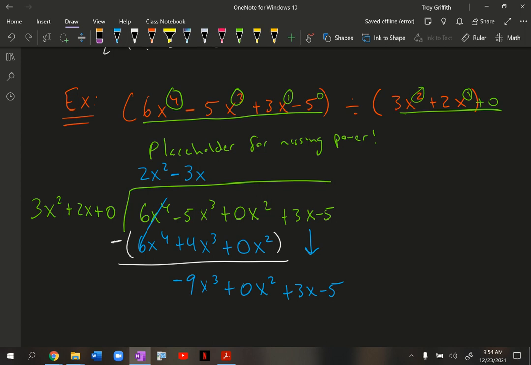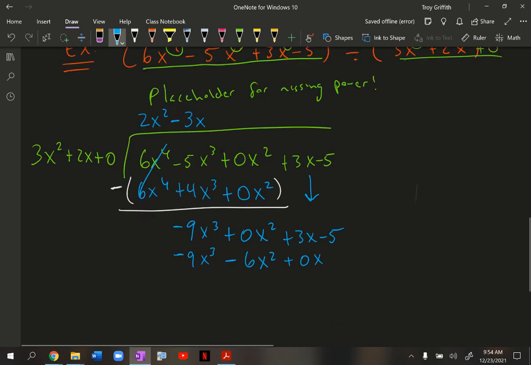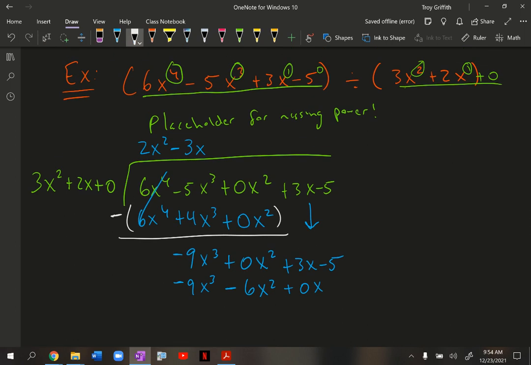So negative 3x times 3x squared is a negative 9x cubed, so that's good. Negative 3x times positive 2x is a minus 6x squared. Check it out, I got my x squared lined up. That's why I have that placeholder in there. And then negative 3x times 0. Well, 0 times negative 3 is a 0. And then I'm going to keep the x so that I can keep my x terms lined up. And then I'll go ahead and I will subtract here.